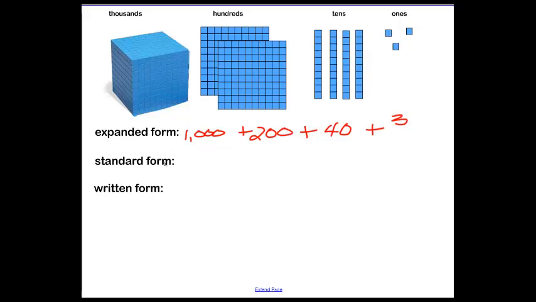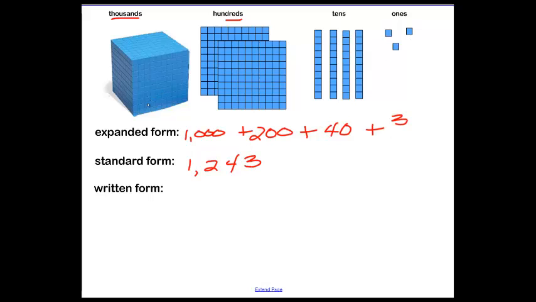1,243. So in standard form, I'm going to write a single digit to represent each place. So I have a 1 in the thousands place. I have a 2 in the hundreds place. I have 4 tens. And I have 3 ones.